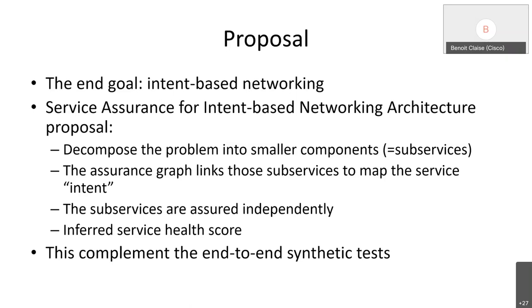I'm going to show you how we'll do it. Then the idea would be to assure all these subservices independently, right? I mean, it's a fact that we all collect interface counters, but okay, so what? To have a nice graph, it would be way better to understand if the interface behaves correctly. Then we would have a health score for the interface health. Now, because you've got the assurance graph, we could bubble up the inferred health score of the service.